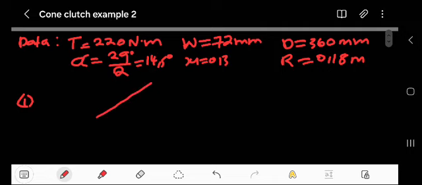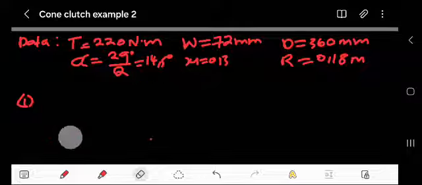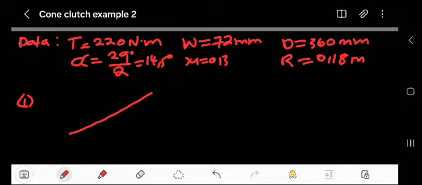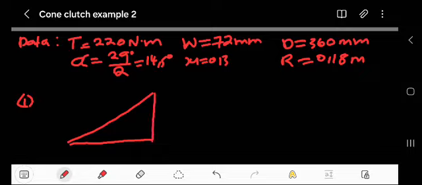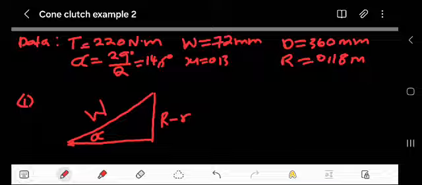use your triangle. Oh, sorry about this. Supposed to use your triangle. Your triangle there. Remember, here on the hypotenuse we have the width. Here we have our angle. Here we have R minus r. So we have two things.